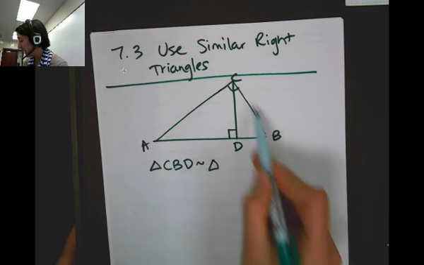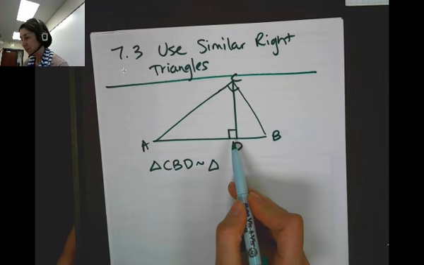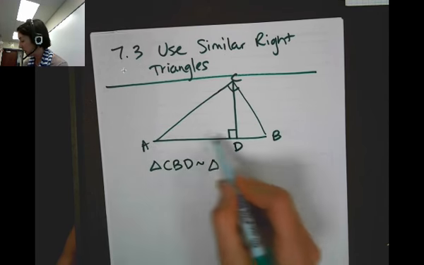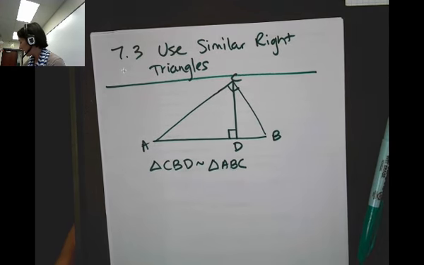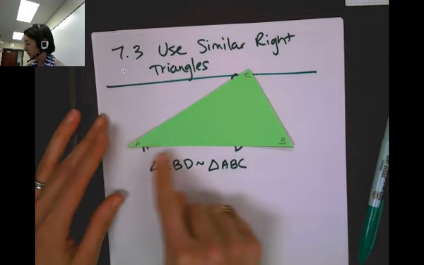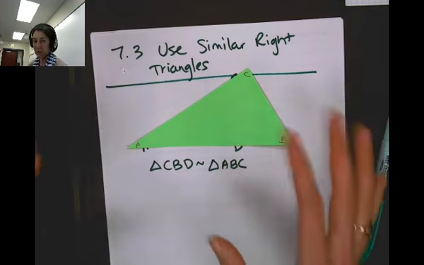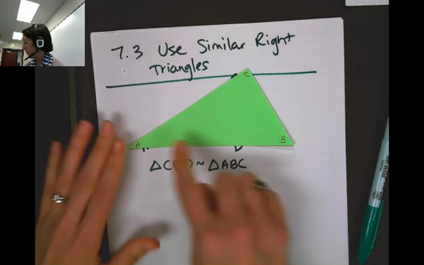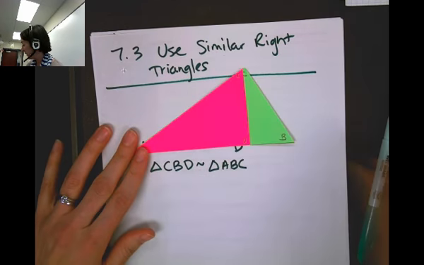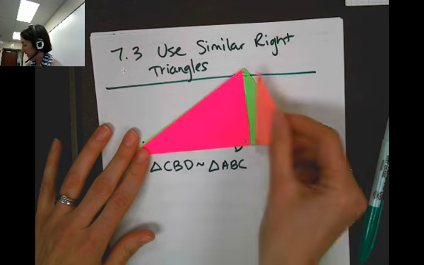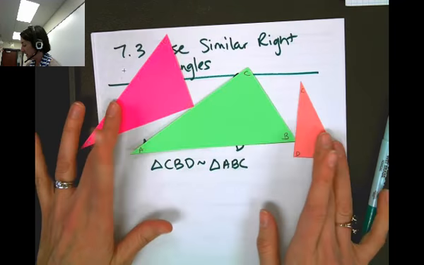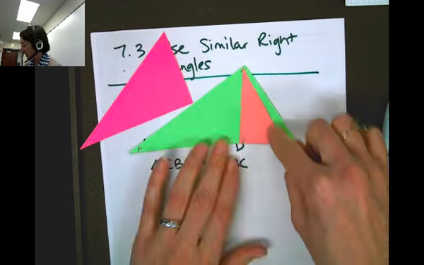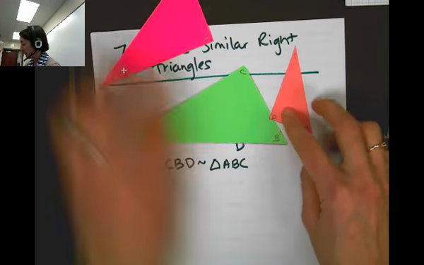Triangle CBD, the little one, is similar to triangle ABC. The right angle is always in the same place, and I have fancy stuff here. So here's the big triangle, and I put the labels for the vertices inside, which isn't really the best place to put them, but it works, okay? And then here's this guy, and here's this guy. So this is C, C, C. That's the vertex C. So triangle CBD, CBD is the little guy, and ABC is the big guy.